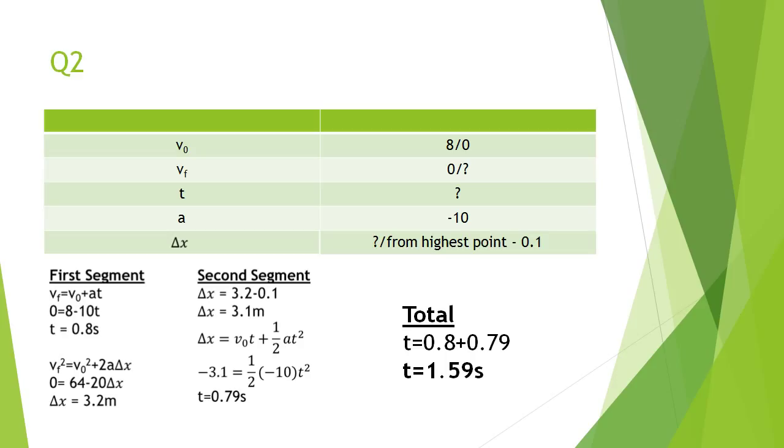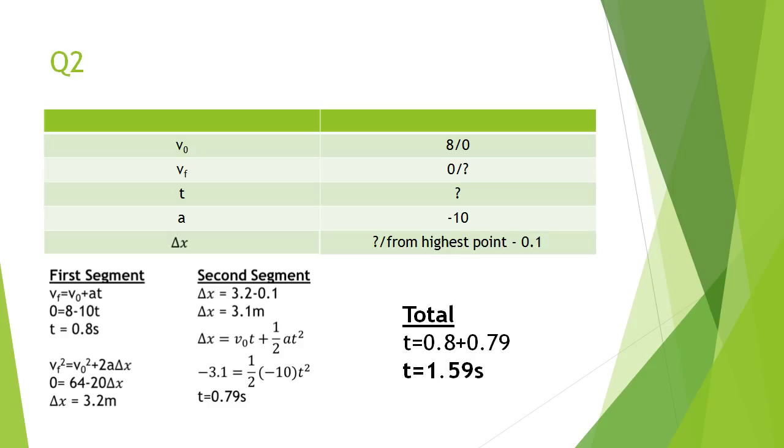So what we're going to do is find the time for the first segment, and also find the displacement for the first segment. So what are we going to use the displacement for? Well, we know that the displacement for the first segment is just 0.1 more than the second segment, because the second segment is from the highest point to just 0.1 from the ocean floor, and the first segment is from the ocean floor to the highest point.